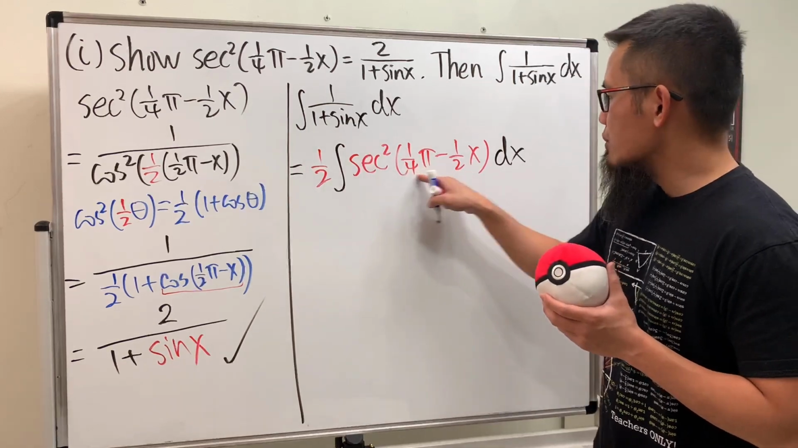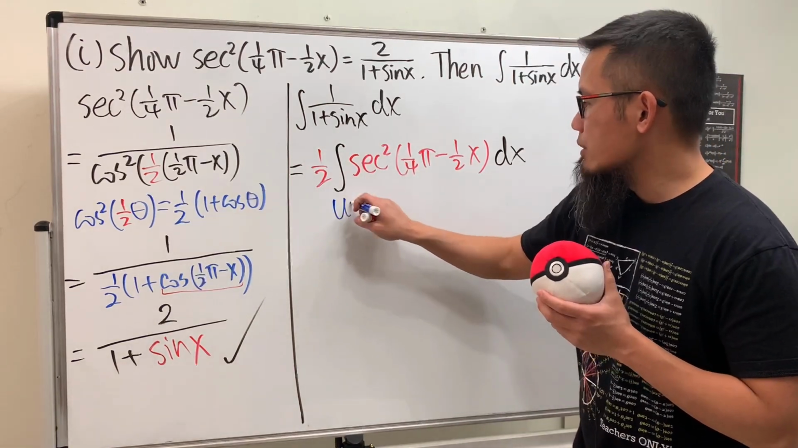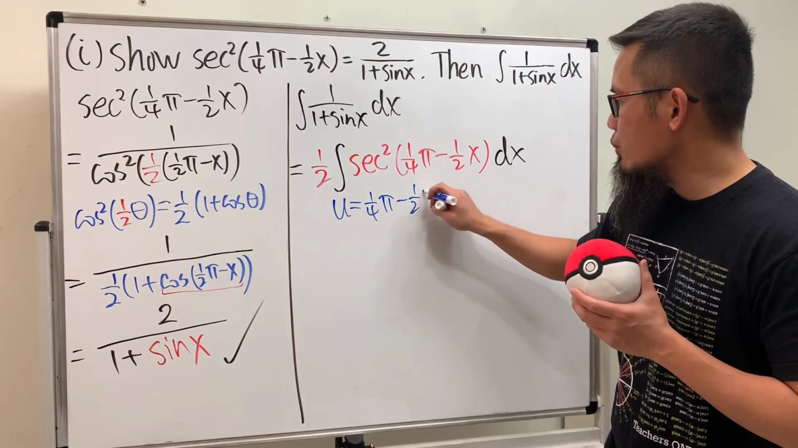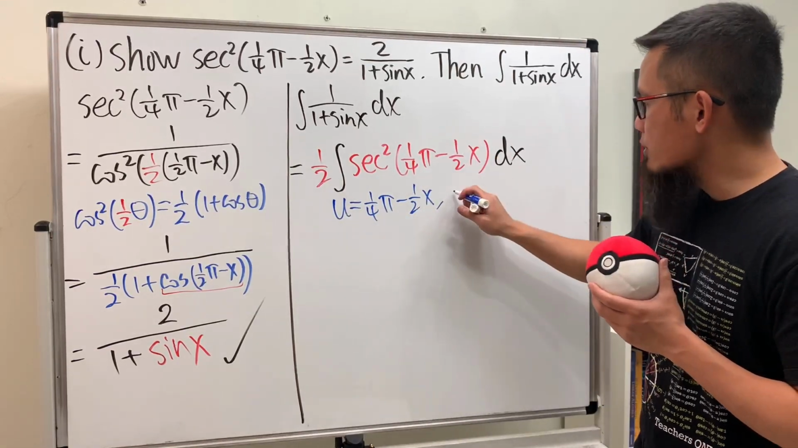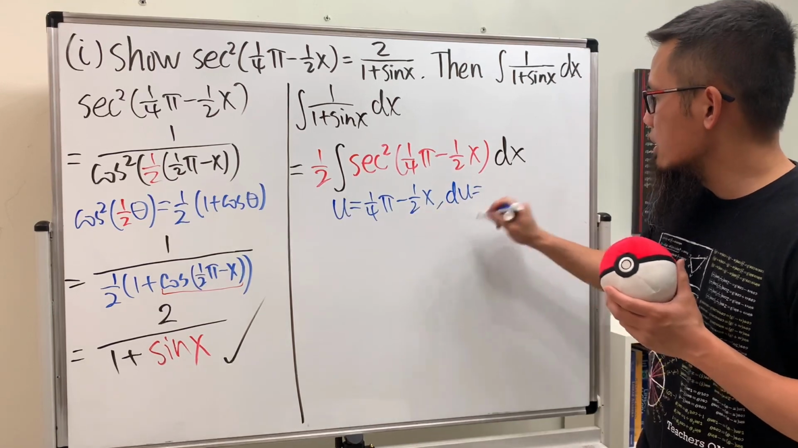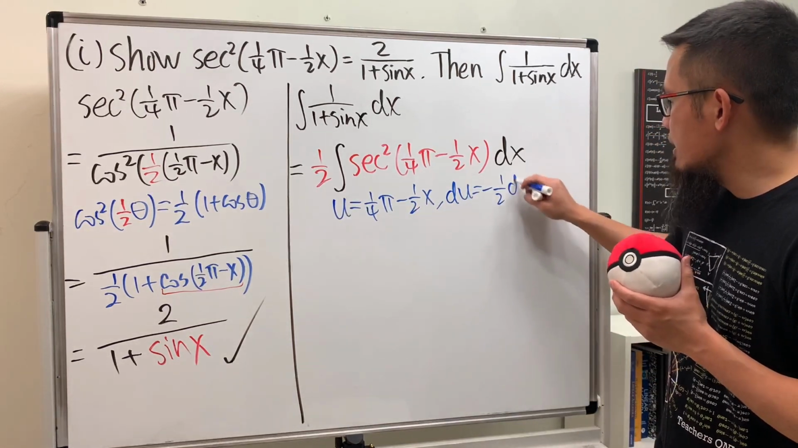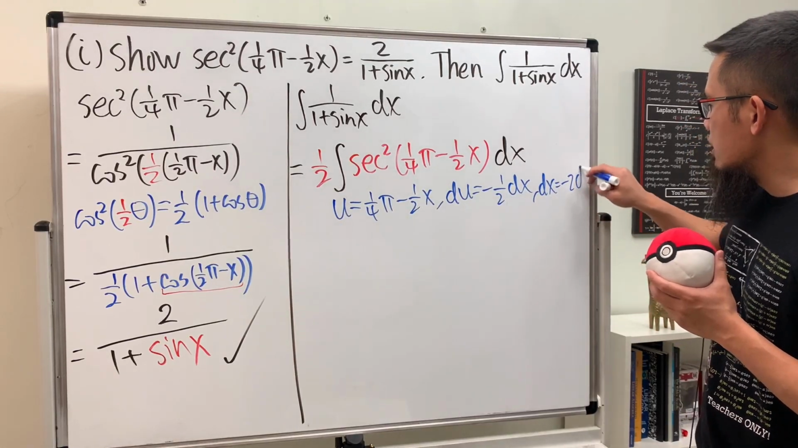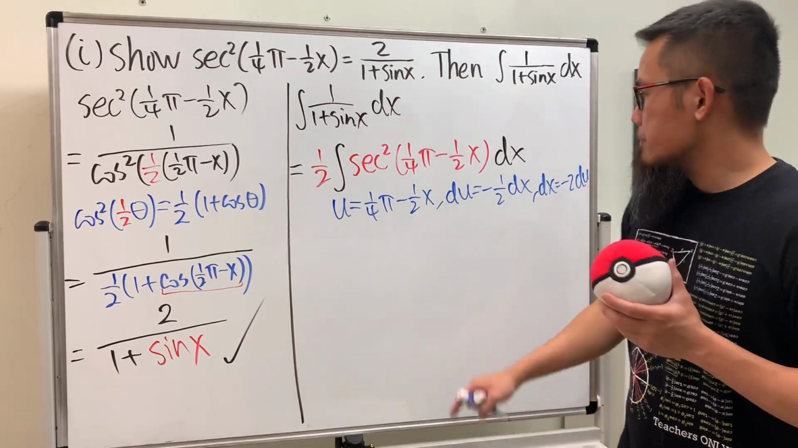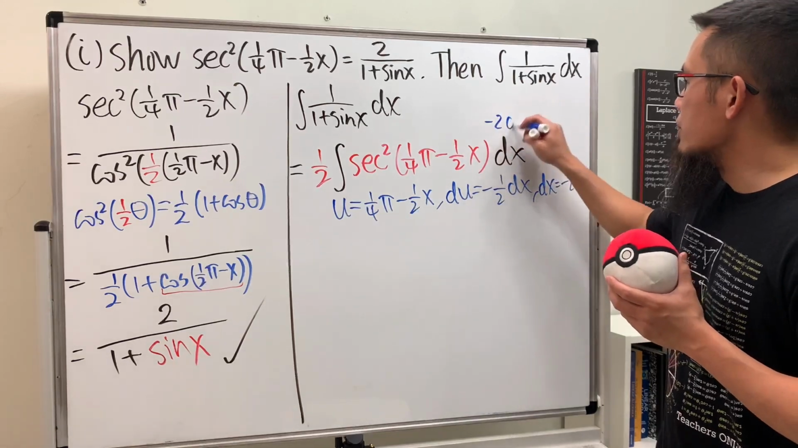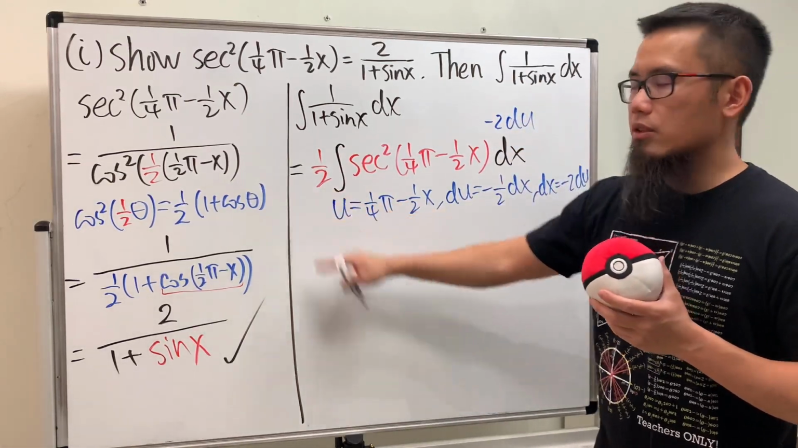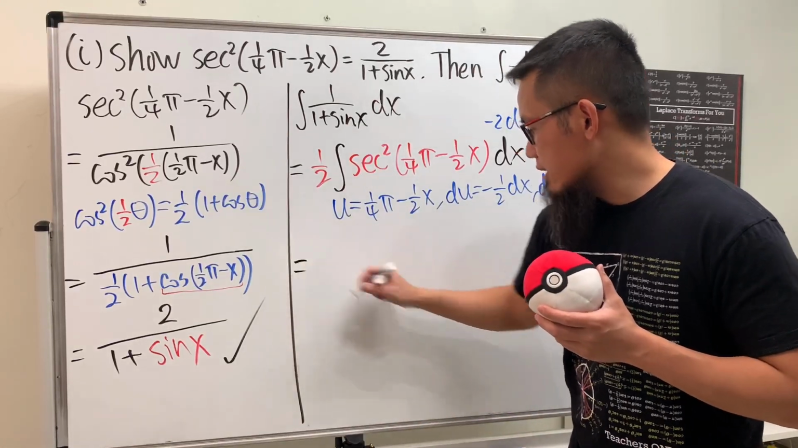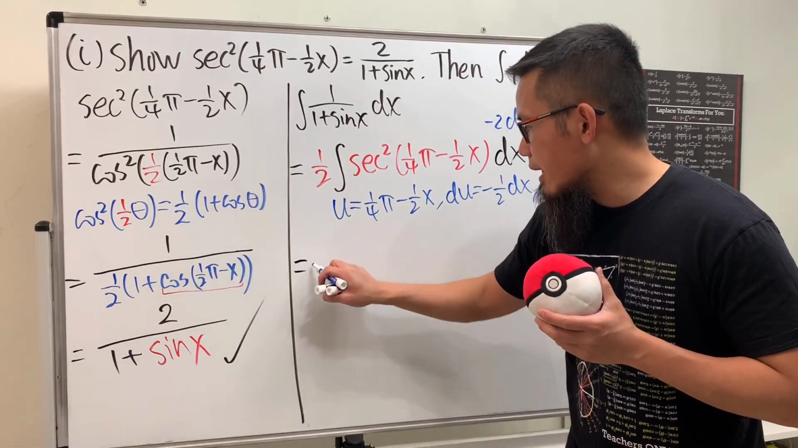By the way, I will just do a substitution right here real quick, where you use u being equal to (1/4)π − (1/2)x. And then differentiate both sides, we get du equals negative 1/2 dx. So you can see that dx is equal to negative 2 du. Well, here we have negative 2 du. This and that will cancel, but we have the negative. So don't forget that. We have the negative right here.